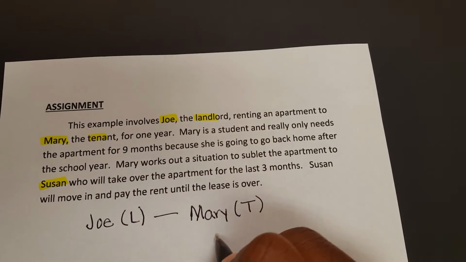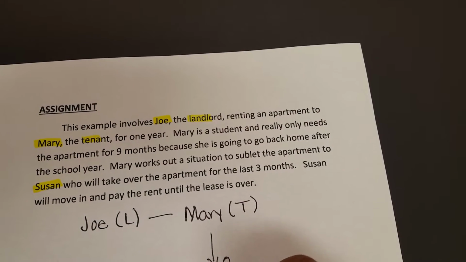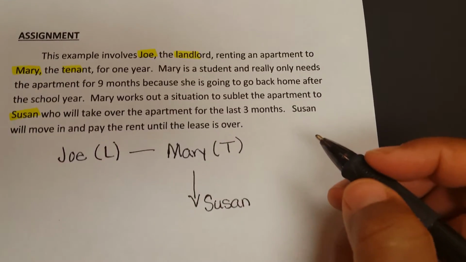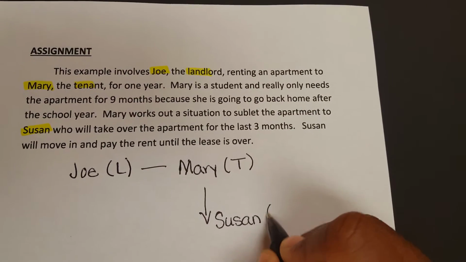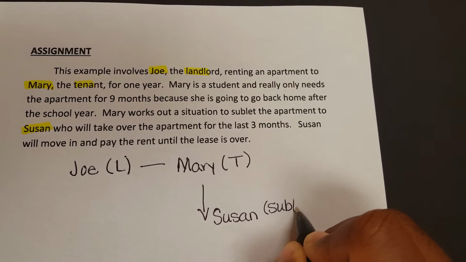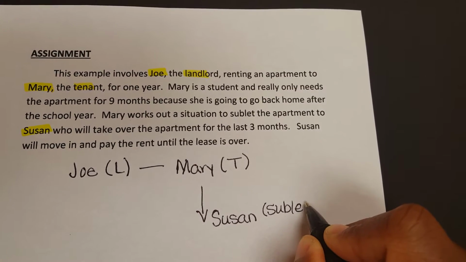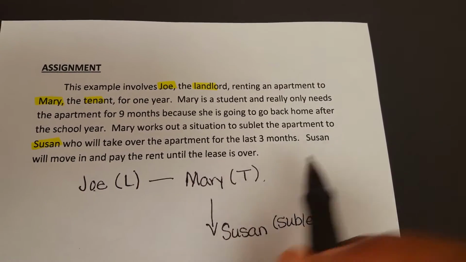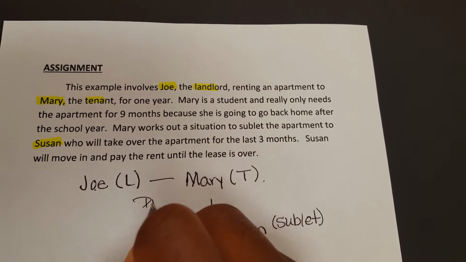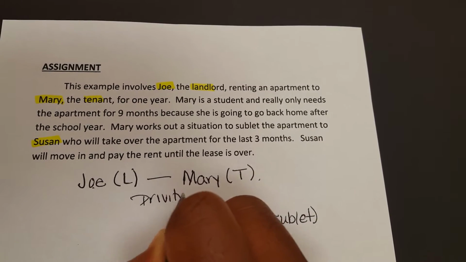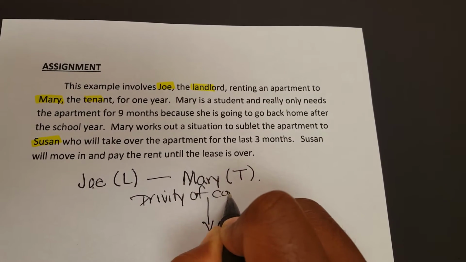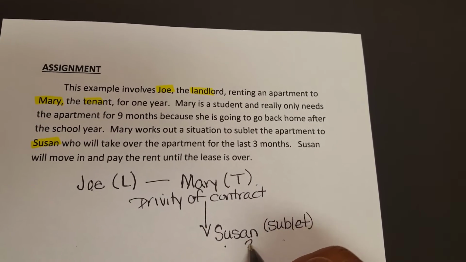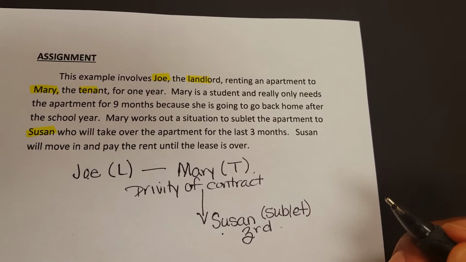Later, Mary adds Susan to this scenario to sublet. So she's going to be the sub-leasee, actually, but I'm just going to write sublet. So Joe and Mary are in privity of contract. Susan is a third party who's involved.